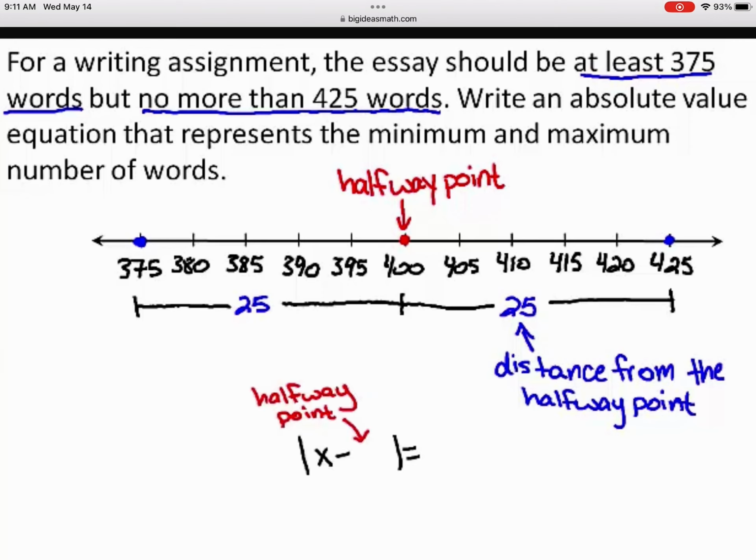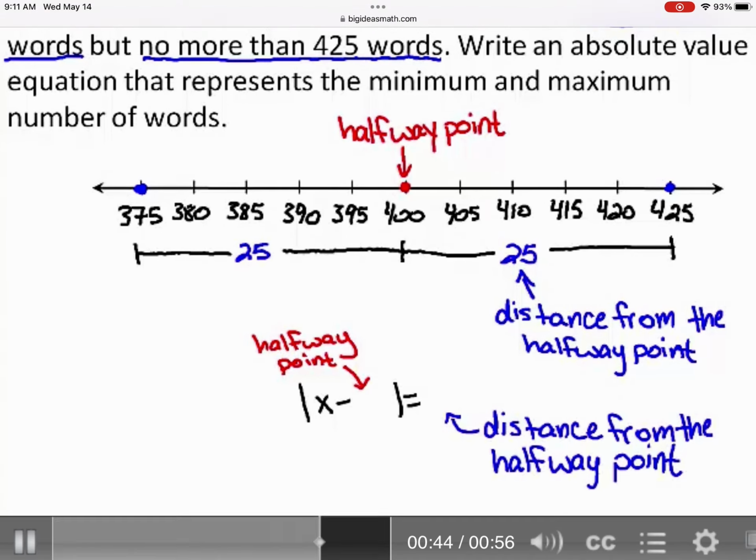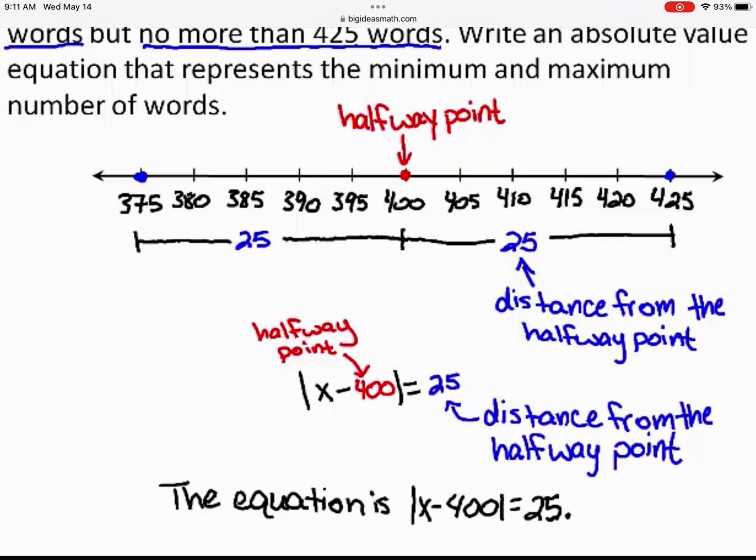Now you want to use the halfway point and the distance to each solution to write an absolute value equation. The halfway point is 400, and the distance from the halfway point is 25. So the equation is the absolute value of the quantity x minus 400 equals 25.